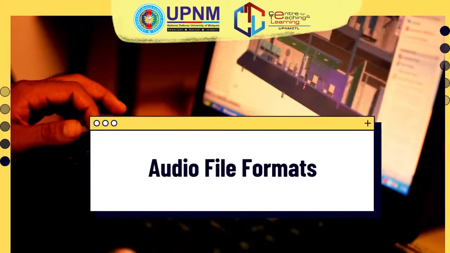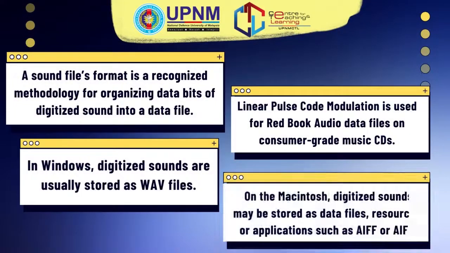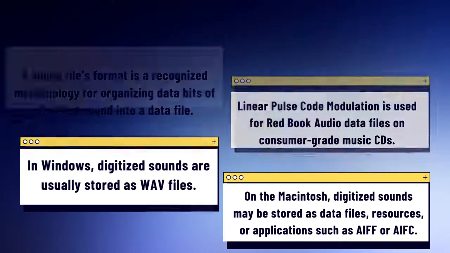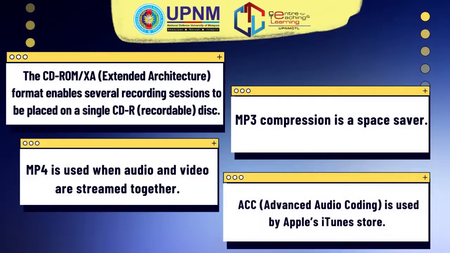Audio file formats. A sound file's format is a recognized methodology for organizing data bits of digitized sound into a data file. Linear pulse code modulation is used for Red Book audio data files on consumer-grade music CDs. In Windows, digitized sounds are usually stored as WAV files. On the Macintosh, digitized sounds may be stored as data files, resources, or applications such as AIFF or AIFC. The CD-ROM-XA extended architecture format enables several recording sessions to be placed on a single CDR recordable disk.